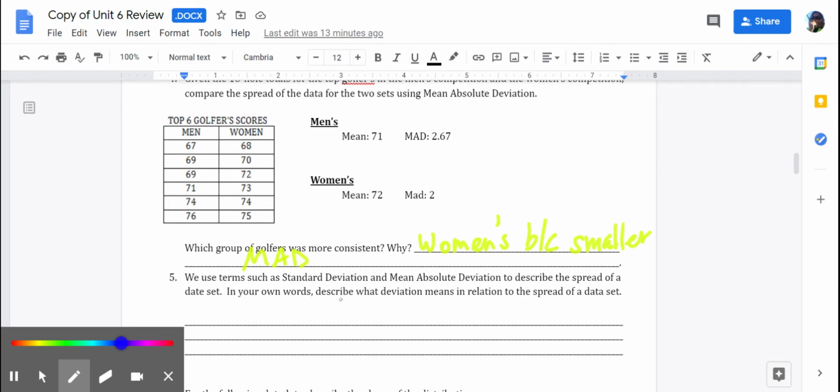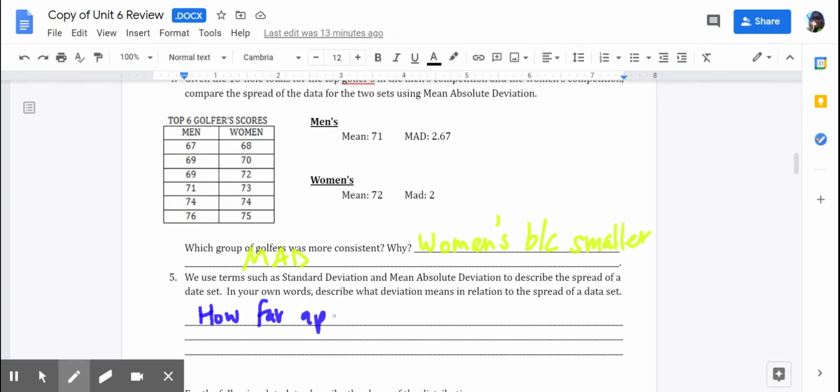Number 5 wants to know, in our own words, what does deviation mean in relation to the spread of our data set? So deviation is simply going to tell us how far apart our data is. We know that the smaller the MAD means the closer together our data is.